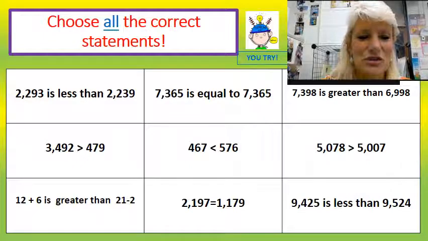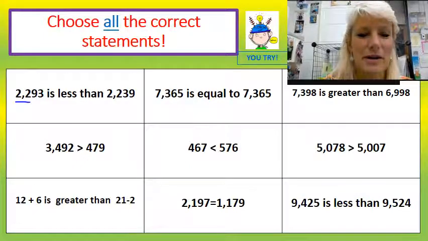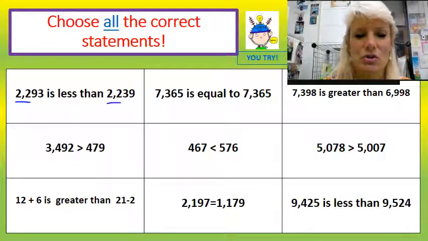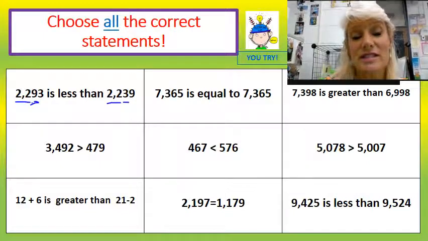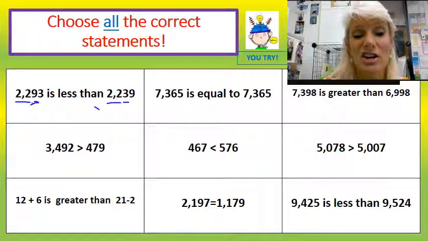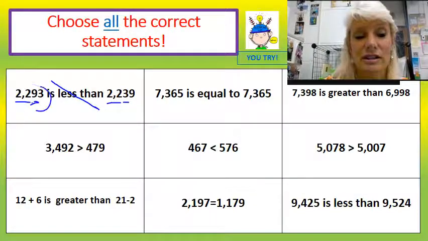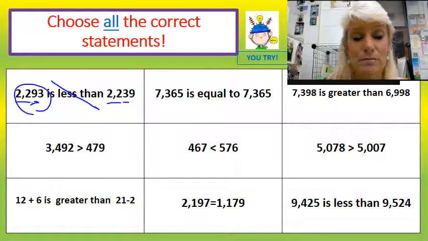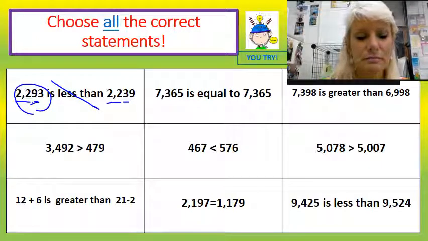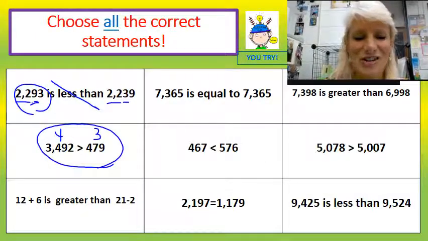All right, I see there's 4 on each side, so I am comparing using the same strategy. 22, 22, the 9 in the tens, the 3 in the tens. The 9 is greater, so this statement says 2,293 is less than. That is not true, because actually this is my greater number. Let's go down below. I see 4 numbers and I see 3 numbers. 4 numbers is always greater, so this one is actually correct.